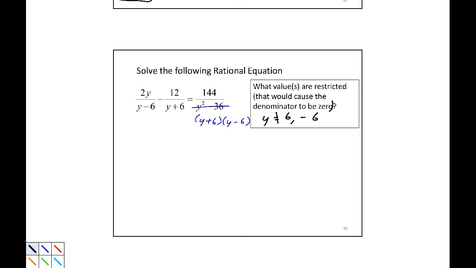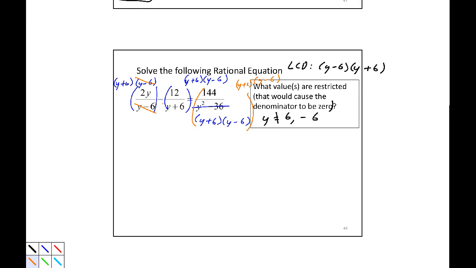Now our least common denominator appears to be y minus 6 and y plus 6. So we'll multiply every term by that. Okay, same here, y plus 6, y minus 6. You want to be careful that we don't mix anything up. All right, so multiplying by y plus 6, y minus 6, it appears that the y minus 6 will cancel in the first, y plus 6 in the second, and in the third, the entire expression.